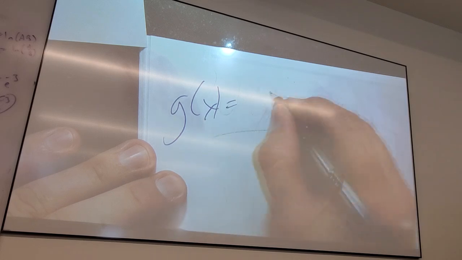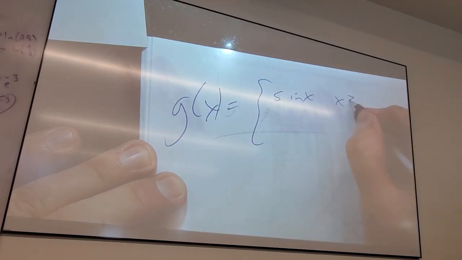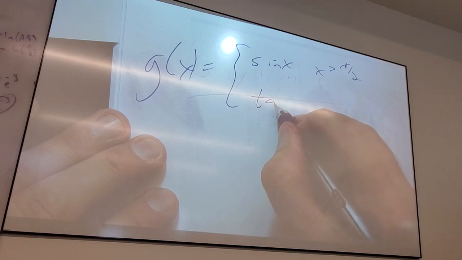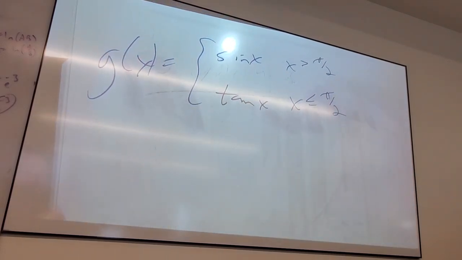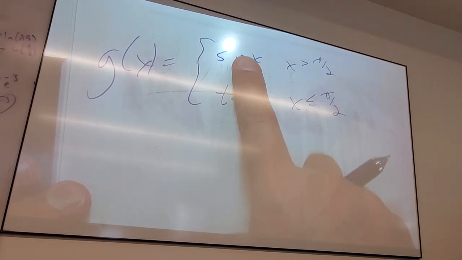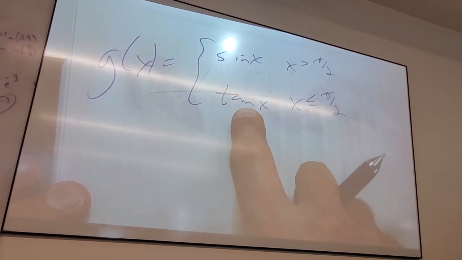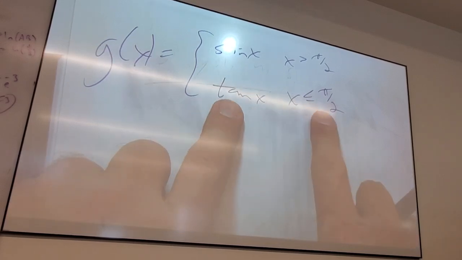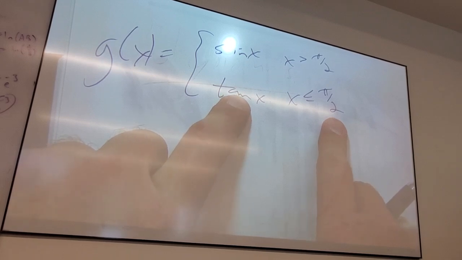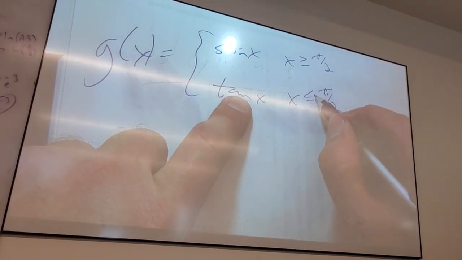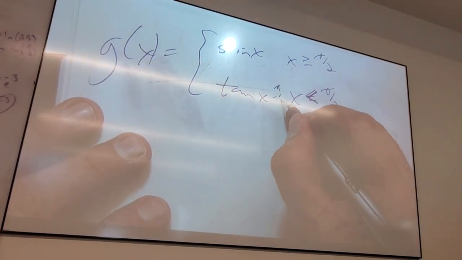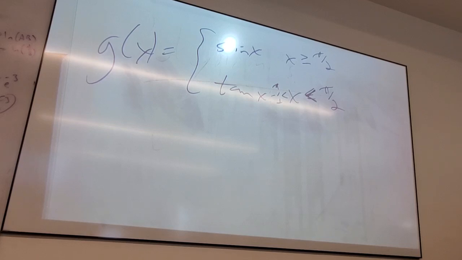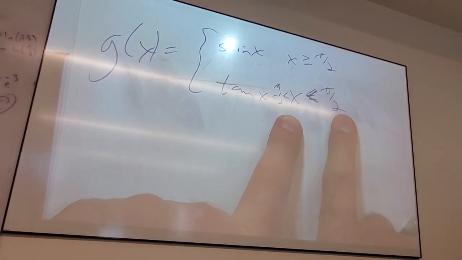g of x equals sine x for x greater than pi over 2, and tangent x for x less than or equal to pi over 2. Are these two good? Yes. Well, at pi over 2, what's true? Maybe a little more careful here. And let me be even more careful. I don't know if you guys remember the asymptotes for tangent at negative pi over 2 and pi over 2. I sort of gave away the answer.